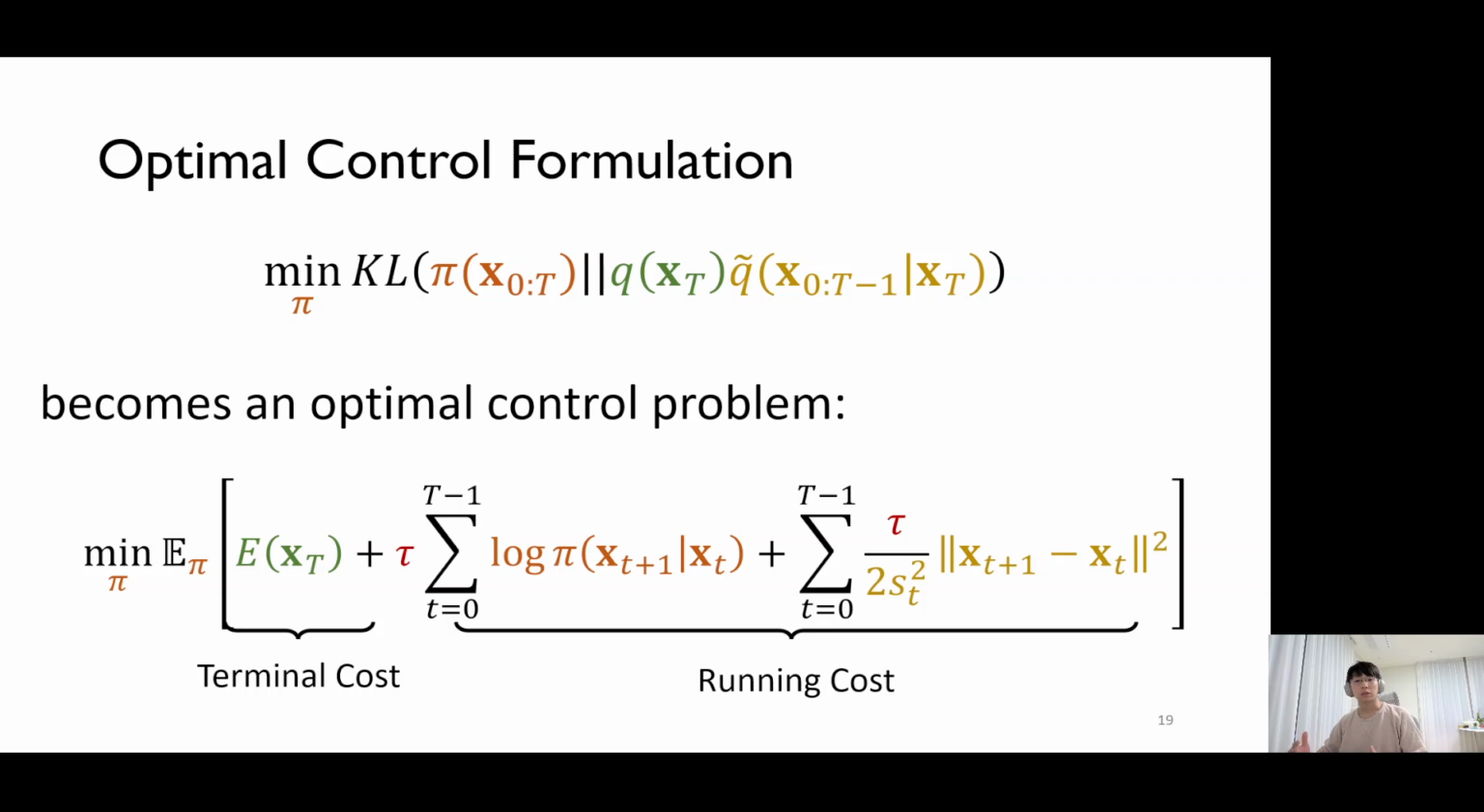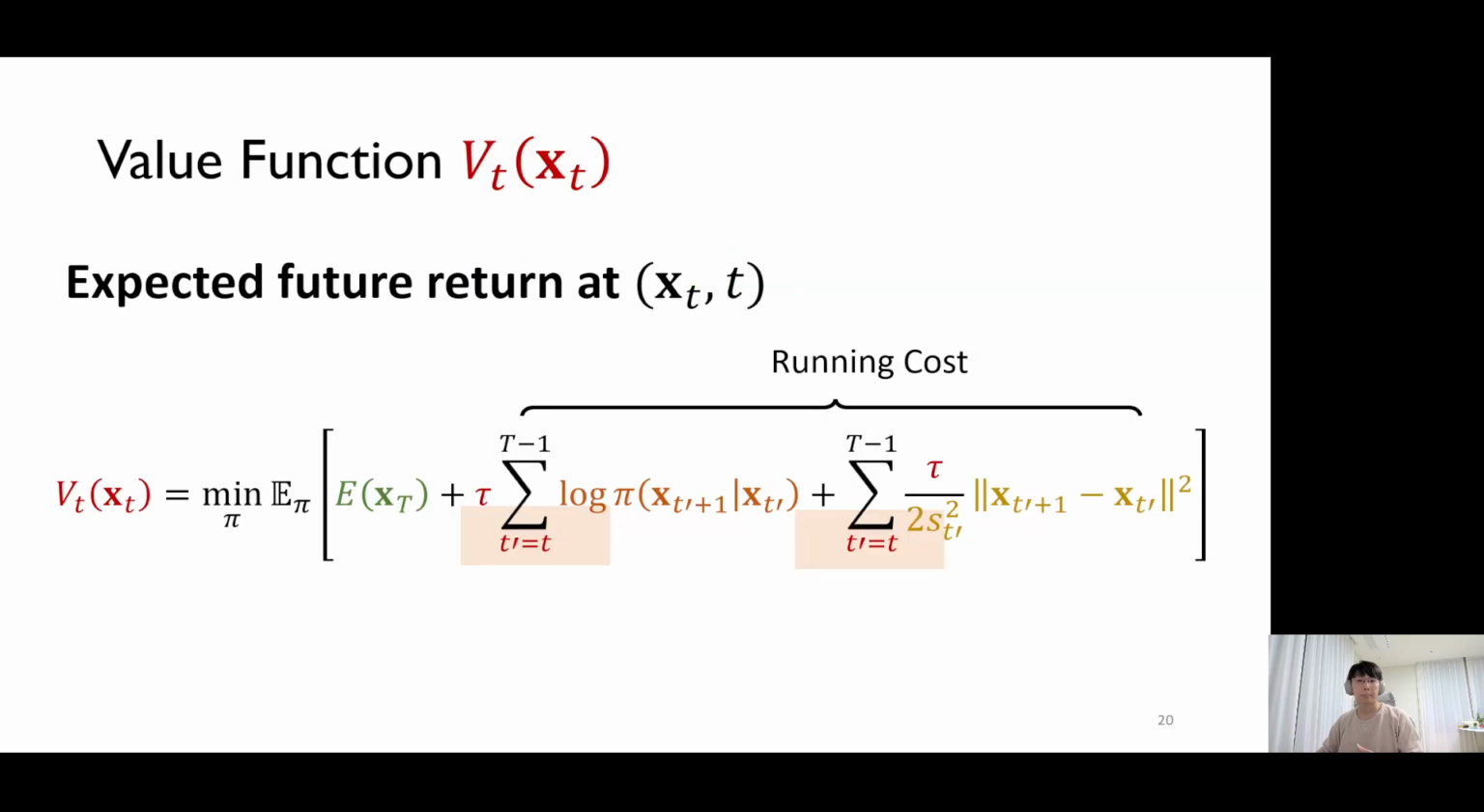Since this is in the form of a classical optimal control problem, we can solve it using dynamic programming and value functions. The value function is defined as the expected future return at a certain state. This expression is identical to the objective function in the previous slide, except that the summation starts from the time t. We will parameterize the value function using a neural network, which may potentially share some components with the EBM.